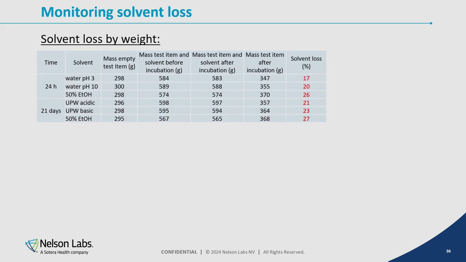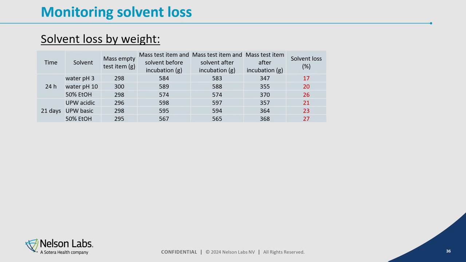In order to find out, we also monitored the solvent loss by weighting the filter during different stages of the extraction process. So the first measurement we did of the empty filter, so without contact with solvent. Then we measured the mass of the filter and the solvent at the beginning of the incubation. We did the same after the end of the incubation, and then of the empty test item, of the empty filter, after we have recovered as much of the extract as possible.